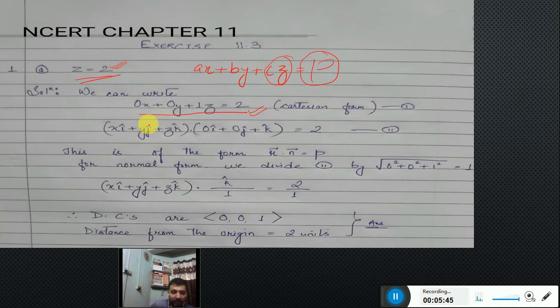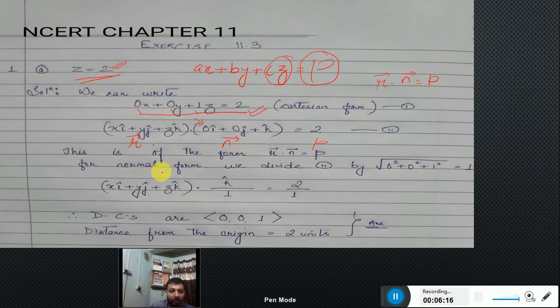Now if I separate this, look at this. This x, y, z is my r vector, right? And these coefficients make the n vector, right? And this is your p. So when you see, r dot n vector equals p is coming, right? So this is of the form I have written here. Clear?